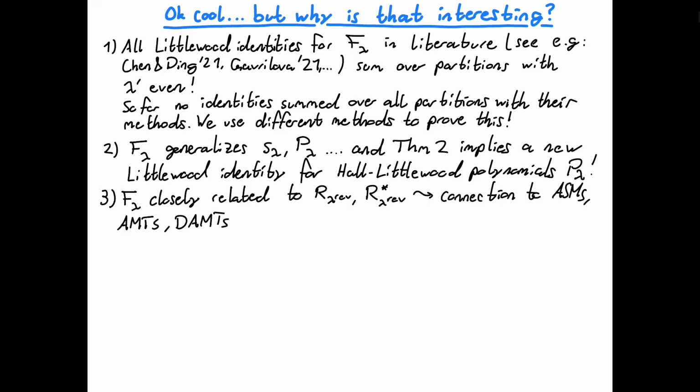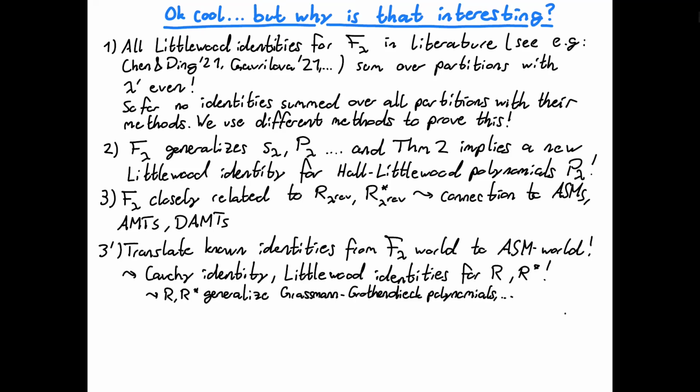Then third of all, as we will also talk about later on, the F lambda are closely related to the Robbins polynomials and the modified Robbins polynomials. So this gives you the connection to ASMs, arrowed monotone triangles, and down-arrowed monotone triangles. And in particular, this allows us to translate known identities from F lambda world to the ASM world. Like as we had seen in Ilse's talk, there was this Cauchy identity for the Robbins polynomials, which comes from this F lambda world. And we also get some new Littlewood identities for R and R star for free.